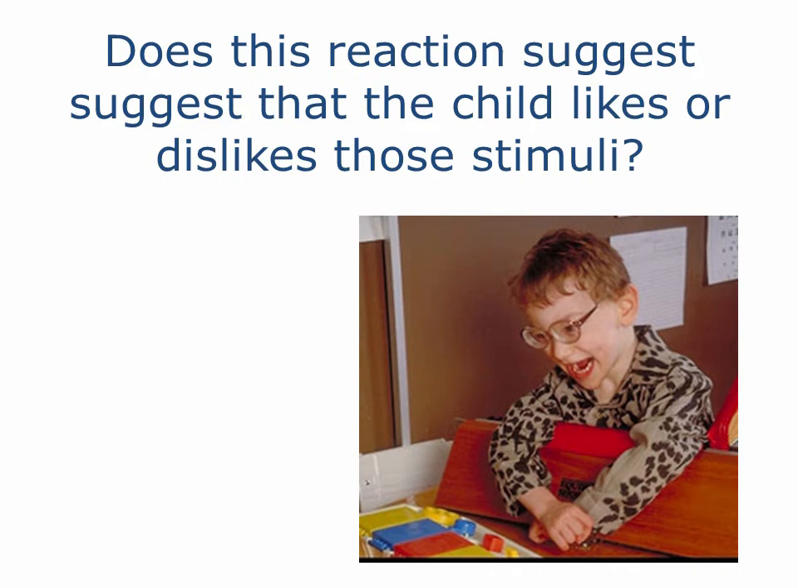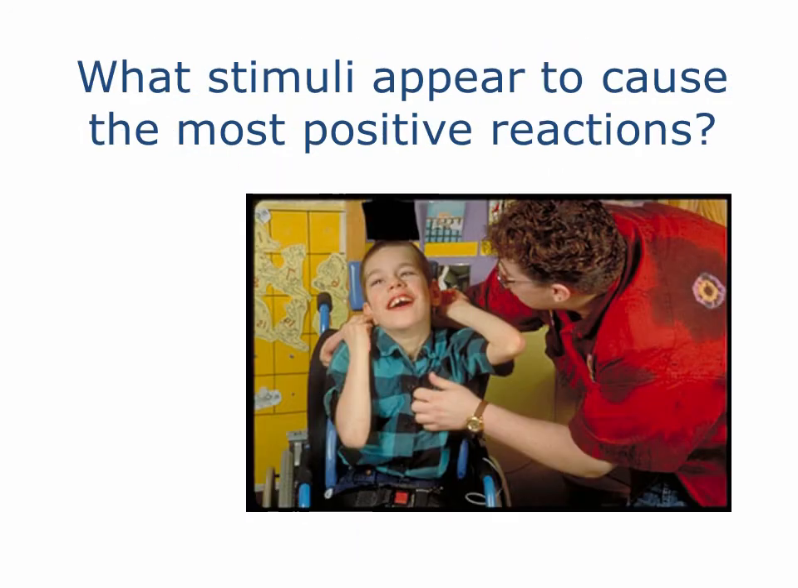For stimuli to which the child is especially responsive, look at the specific behaviors produced to determine whether the reaction is a positive or a negative one. What stimuli appear to cause the most positive reactions? Determine which stimuli are associated with the highest frequency of behaviors that appear to indicate a positive reaction, such as smiling, squealing, or gazing at the stimulus.